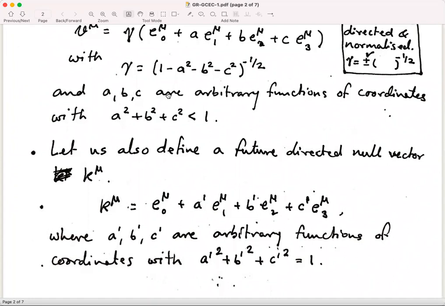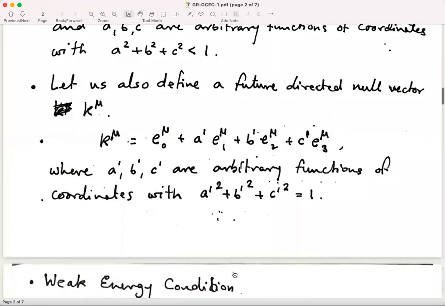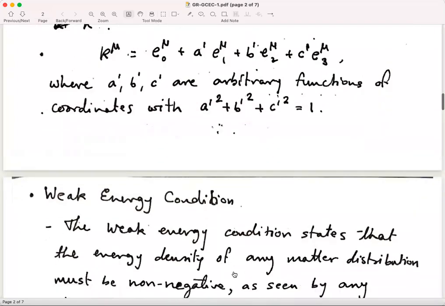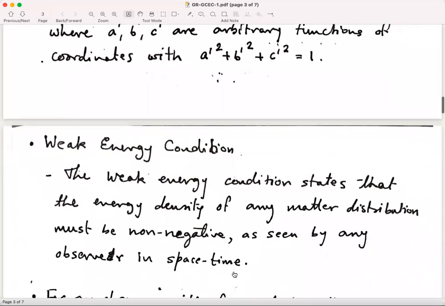So these are arbitrary functions, but they are not completely constrained. The only constraint is that the square should be less than 1, whereas this one is a much stronger constraint, that the sum of squares should be exactly 1. Okay, so let's try to look at the first energy condition.